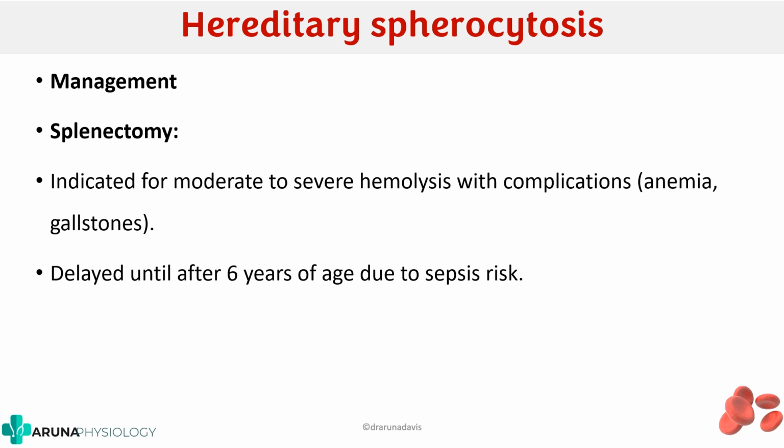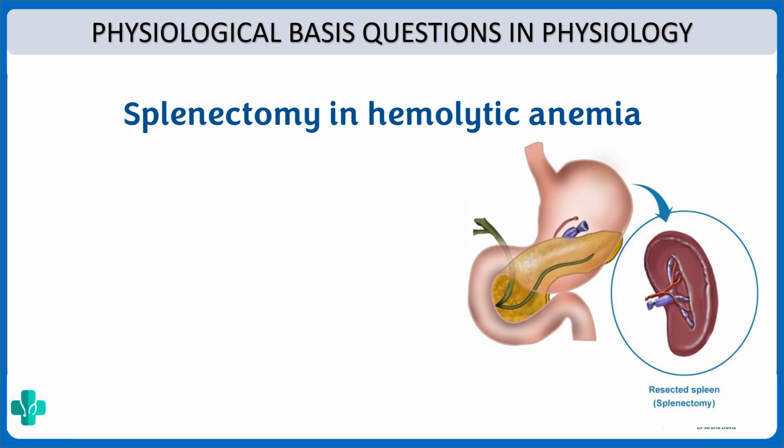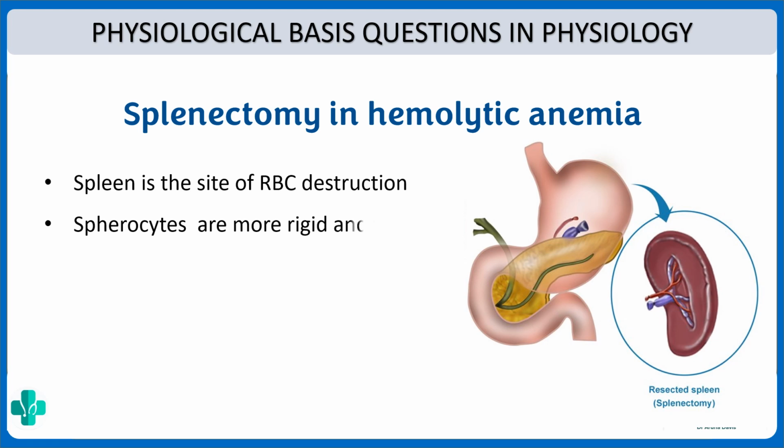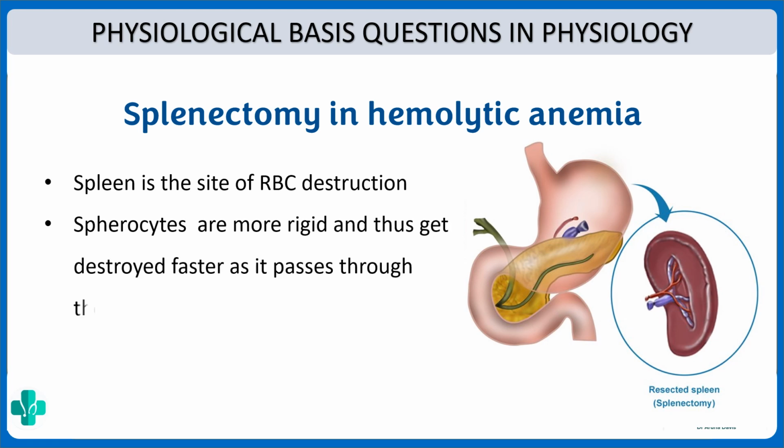But how will splenectomy help in hemolytic anemia? The reason is, we know that the spleen is a site of RBC destruction. So the spherocytes, because their shape is spherical, are more rigid, and thus they tend to be destroyed faster as they pass through the spleen. So when you remove the spleen, you can hope to increase the lifespan of the RBCs. That is why in hereditary spherocytosis we do a splenectomy.